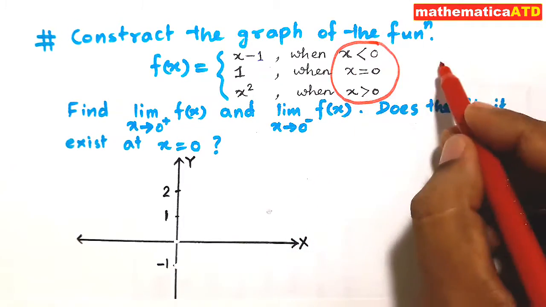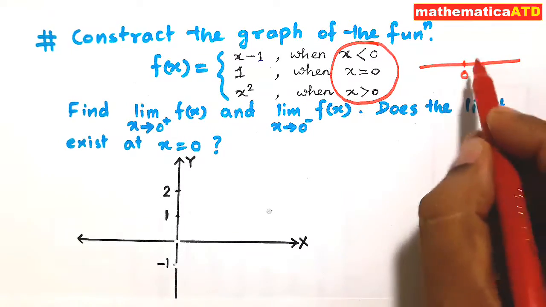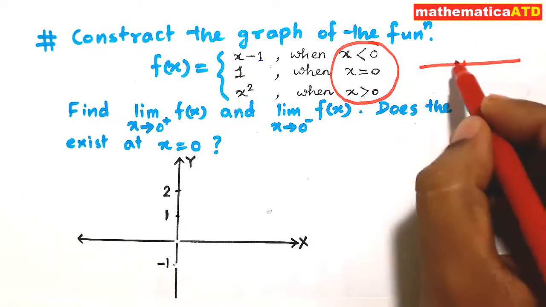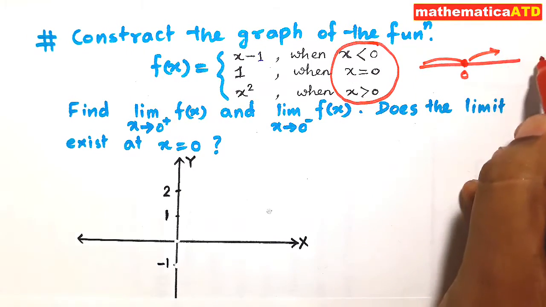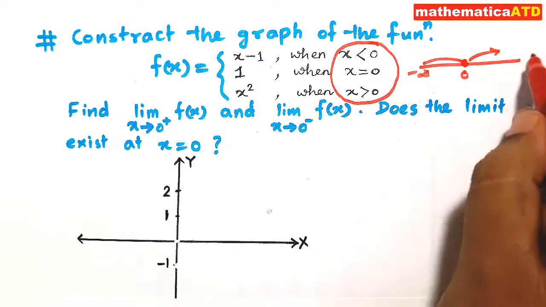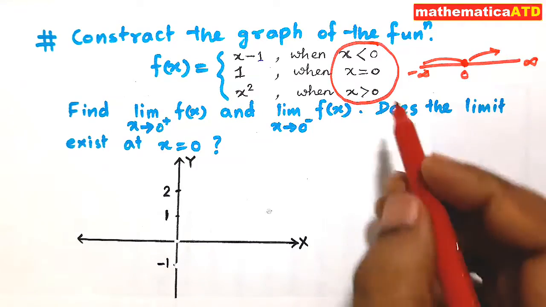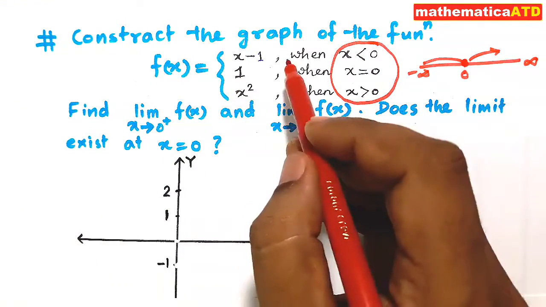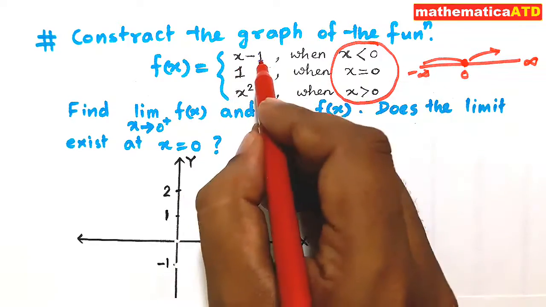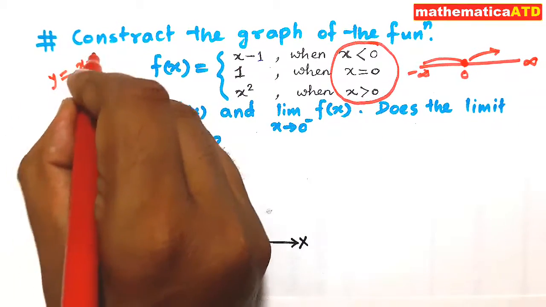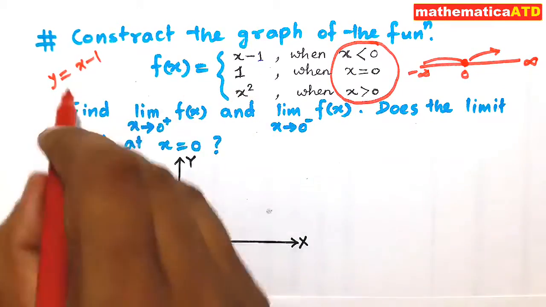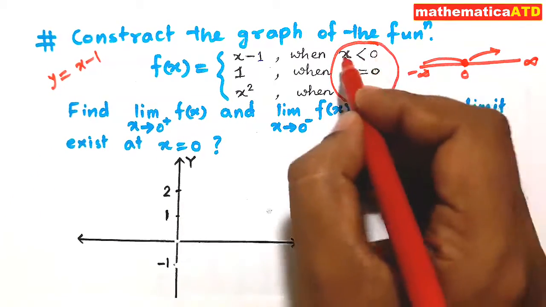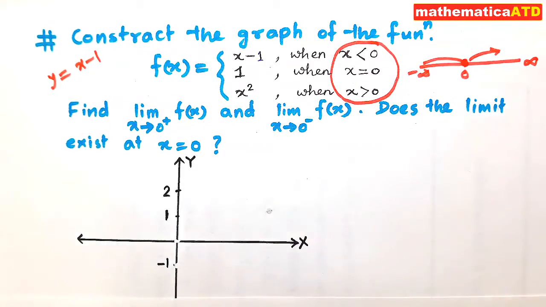Suppose this value is 0, so it is divided into 3 parts. X is less than 0, another part is at the point x = 0, and another part is x greater than 0. This is negative infinity and this one is positive infinity. So when x is less than 0, the function is x - 1. That is, y = x - 1, a straight line, isn't it? Since the equality sign does not hold at x = 0 here, a blank dot should be put here.